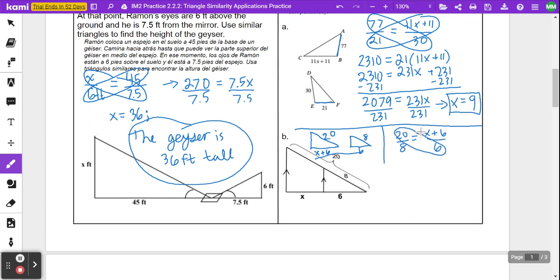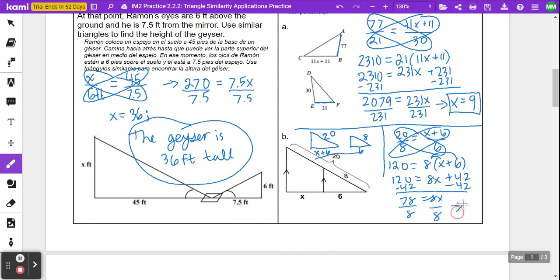Again, I cross multiply. 20 times 6 is 120. I set that equal to 8 times x plus 6. I distribute the 8. I have 120 is equal to 8x plus 48. I subtract 42 from both sides. I have 78 is equal to 8x. I divide both sides by 8, which leaves me with x is equal to 9.75.